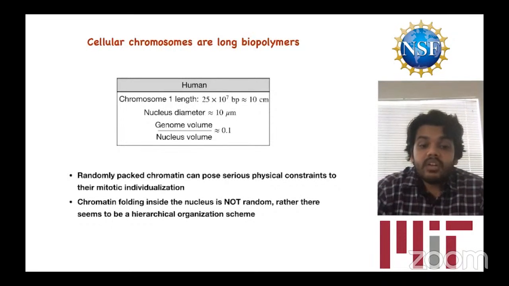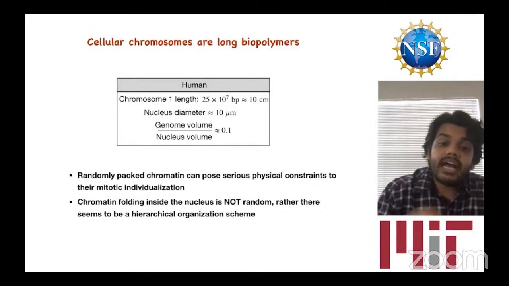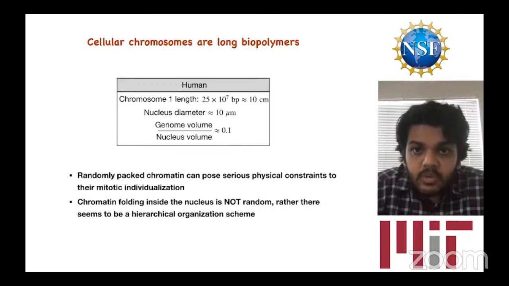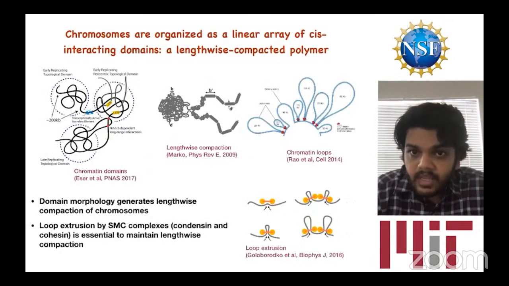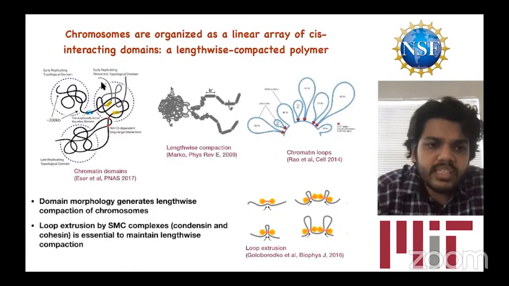So it's not a surprise that the chromosome is not folded randomly inside our nuclei. Rather, there seems to be a hierarchical organization. To be more precise, the chromosomes are organized as a linear array of cis-interacting domains. And that is what I mean by a lengthwise compacted polymer. So this is shown in schematic here.